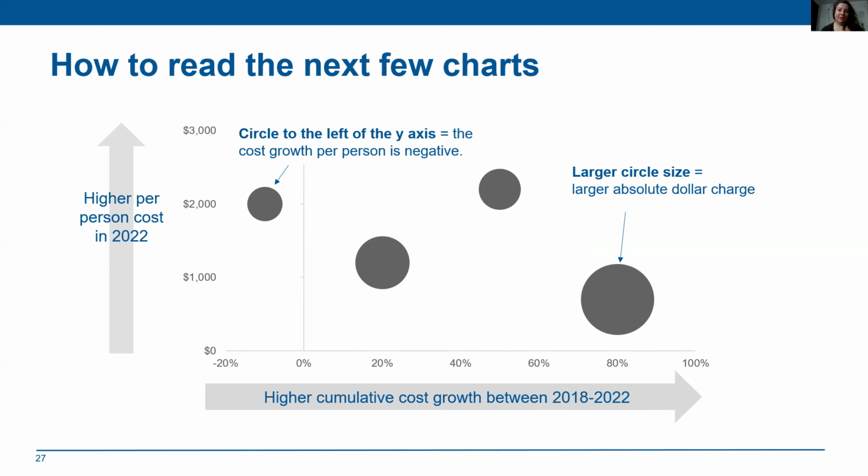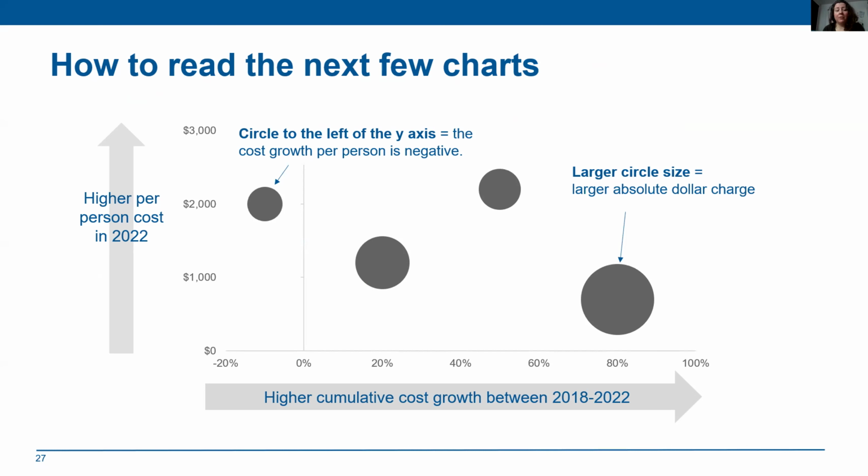The closer to the top of the slide a bubble is, the higher the per person cost was in 2022. So you can see which service category has the higher cost just based on their position top to bottom. Then looking right to left, we are showing the higher cumulative cost growth. So the farther to the right of the slide a bubble is, the more cumulative growth that service category has had since 2018, 2022. The size of the circle is the absolute dollar change.